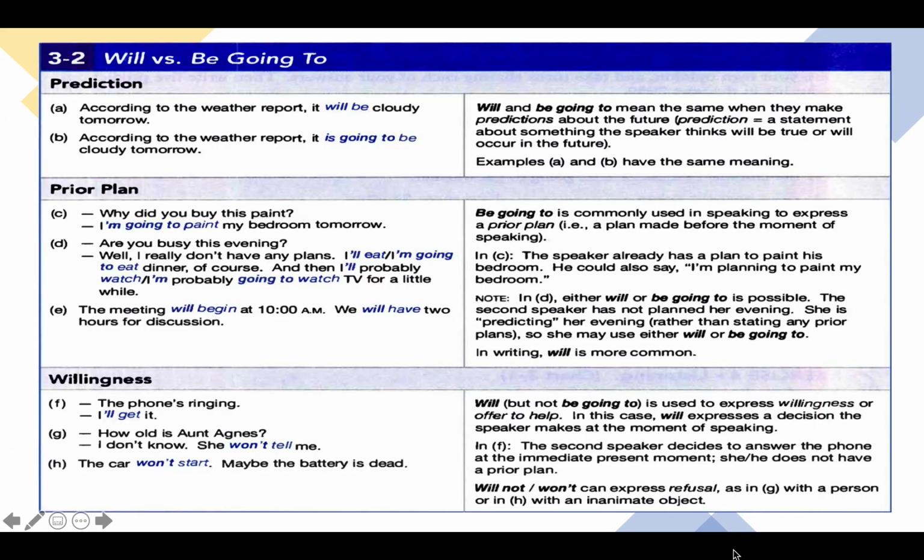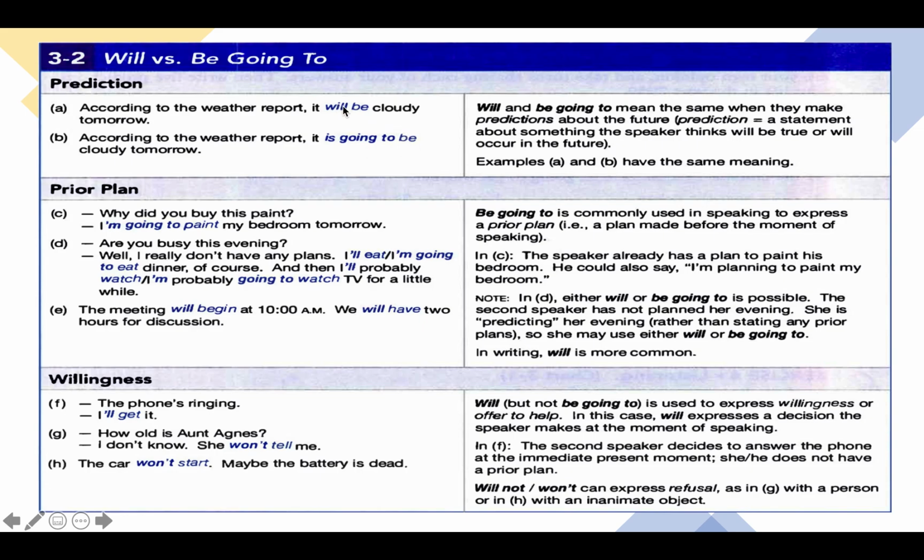Okay, dear students, welcome back to the second chart of the chapter on future tense or future time. We have already seen in the previous chart that we can use the auxiliary will, or the auxiliary be going to plus verb, in order to express a prediction and use the simple future. So, according to the weather report, it will be cloudy tomorrow. Here, auxiliary will is followed by be. It is going to be cloudy.